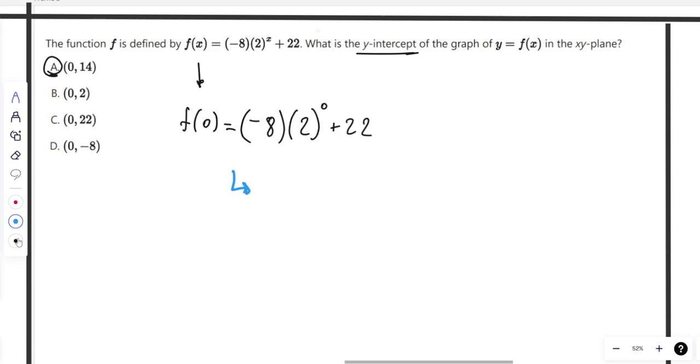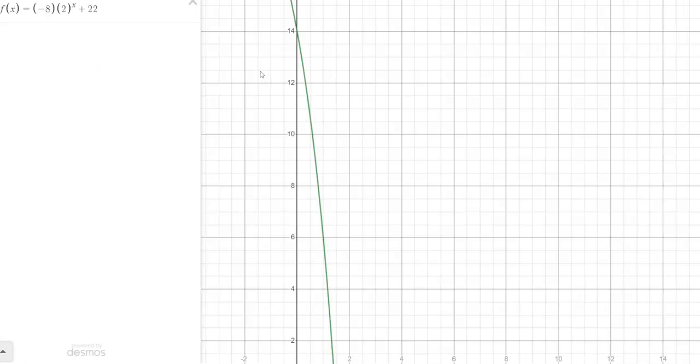Then that -8, 2 to the 0 is 1, so it becomes -8 times 1 plus 22. That becomes 14. A common mistake is when they're asked for the y-intercept, you just take this value of 22. But it's not going to be the case for exponential equations, right? Because you have to evaluate it at x is equal to 0. And since it's to a power, usually that term becomes 1. So it does affect it a little bit.